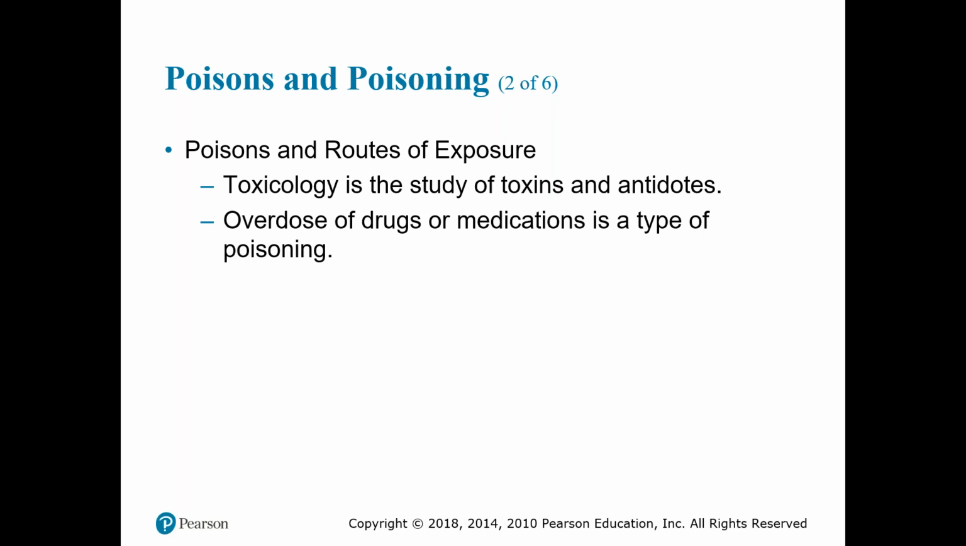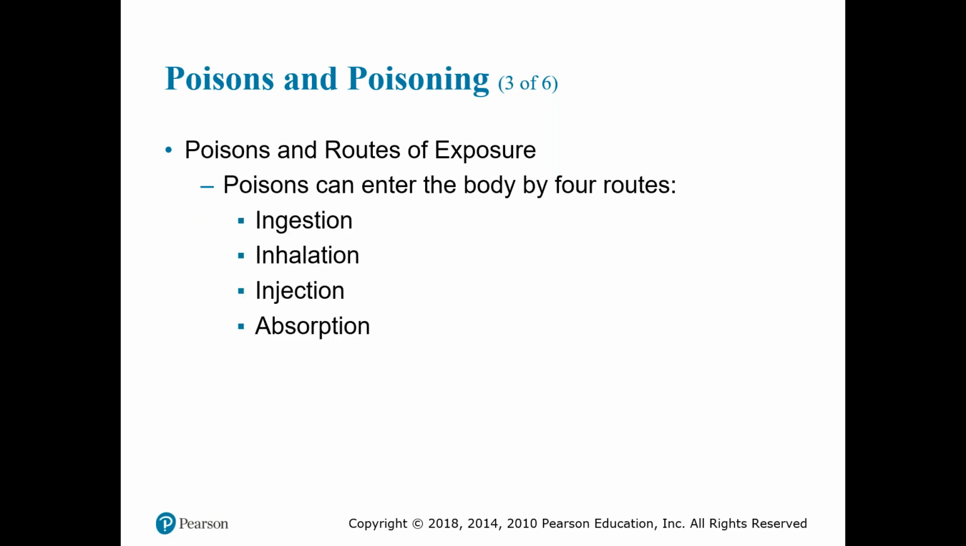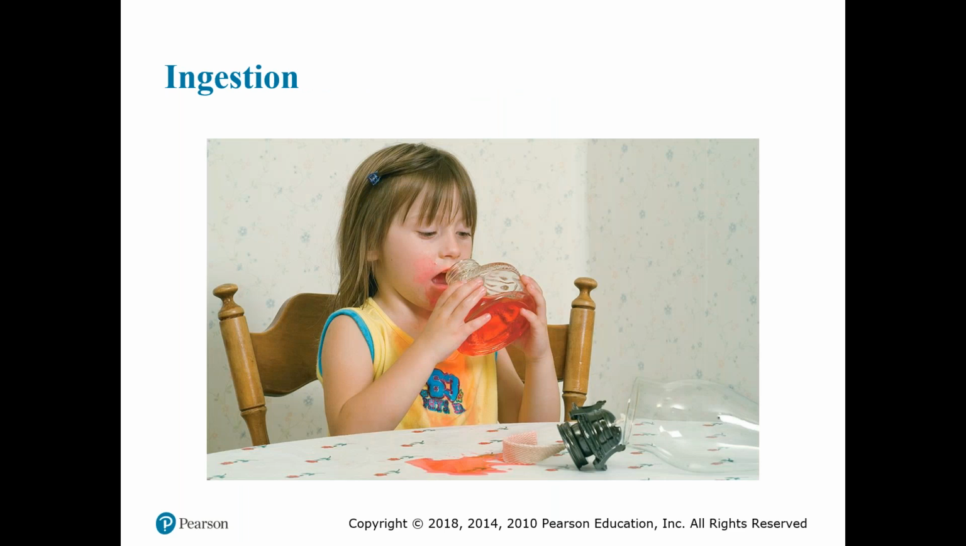Toxicology is the study of toxins and antidotes. It's one of our key terms, and oftentimes it shows up on your tests in your National Registry. Overdose of drugs or medications is a type of poisoning. Whether they are intentional or unintentional, it's still going to be classified as a type of poisoning. So those are our 4 routes: ingestion, inhalation, injection, and absorption. So there is our 2-year-old with the lamp oil, ingestion.